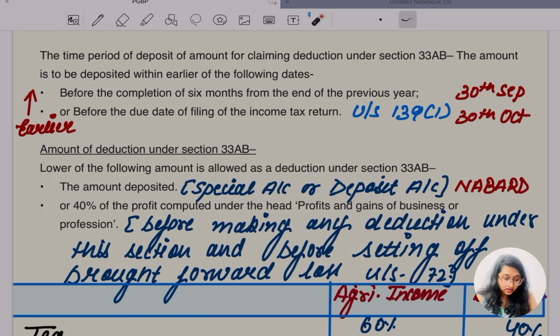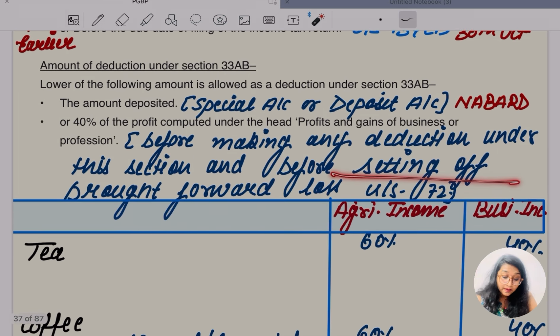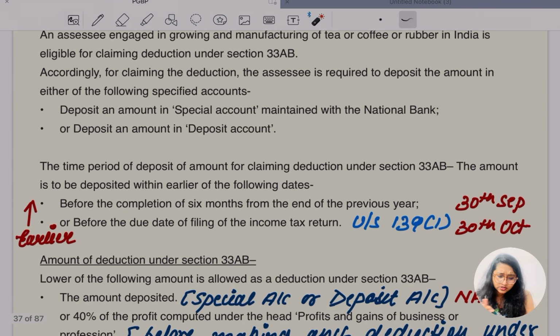Okay, the SSC is going to get the 40% of profit computed under the PGBP, but this is before making any deduction under this section. So we are not going to take this deduction, the section 33AB one, for sure, we know this. And before setting off brought forward loss also under section 72. So we are not going to take these 2 parts. Okay, so this much I have understood very well.